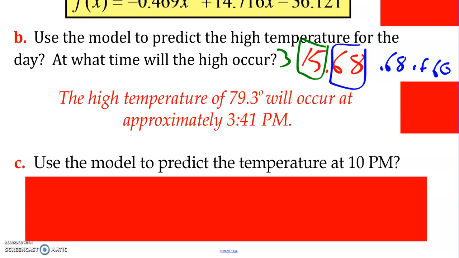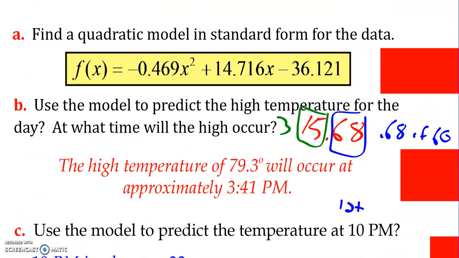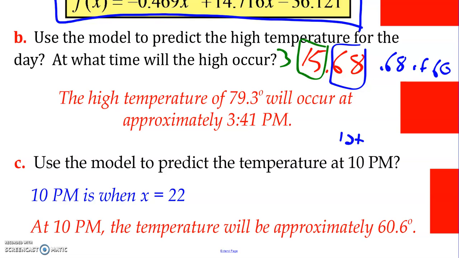And then it says, use the equation to predict the temperature at 10 p.m. Well, 10 p.m., if I think of adding 12, because that's a p.m. number, that would have an x value of 22 that I'd have to plug in. So we would plug the value 22 in for x into this equation right here. And after a little bit of rounding, you should get 60.6 degrees.